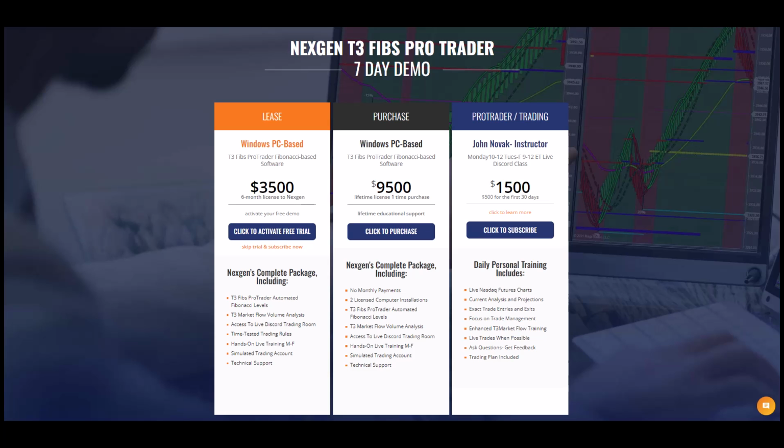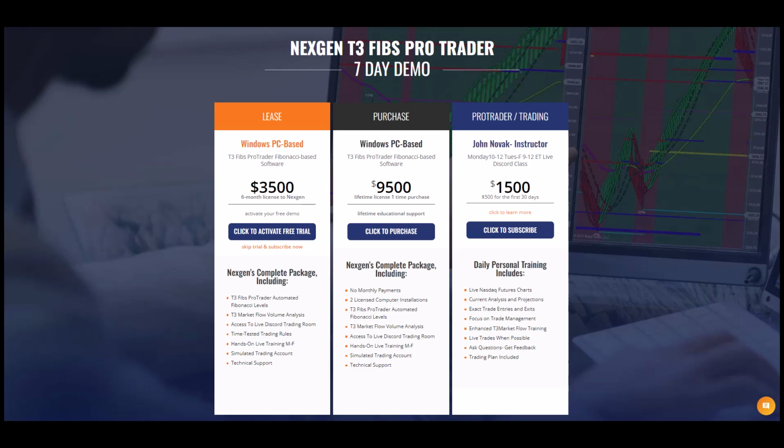All right, let's talk about pricing. You'll have an opportunity to lease our software for 6 months for $3,500, which will include all of our Discord, educational material, all of the basics you need to get started. You also have a purchase option if you want a lifetime NinjaTrader version of our software for $9,500.